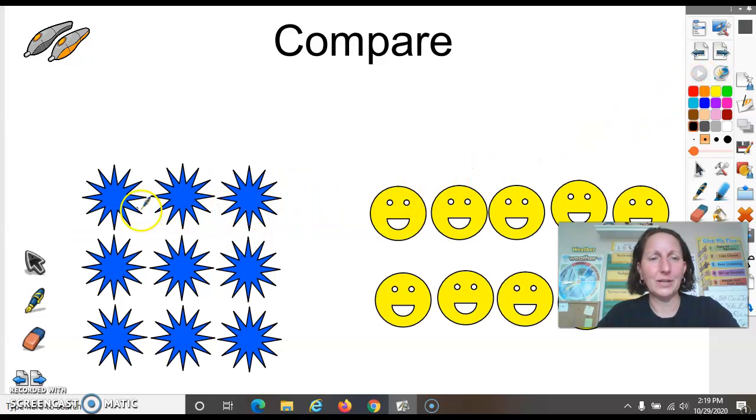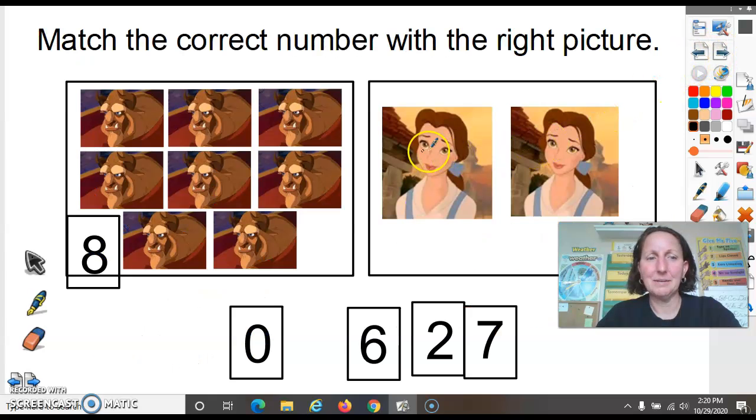So let's count and compare. 1, 2, 3, 4, 5, 6, 7, 8, 9. This one has 9 in it. 1, 2, 3, 4, 5, 6, 7, 8, 9, 10. So we know that 10 is a bigger number. So we say this group has more than this group. Or you could say this group has less than this group. Good job.